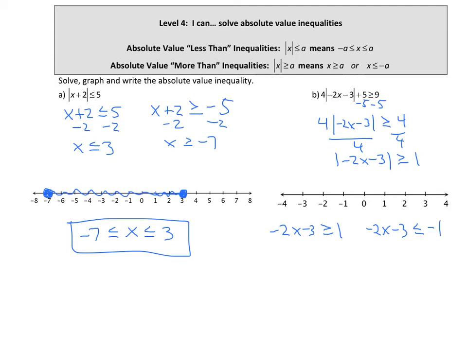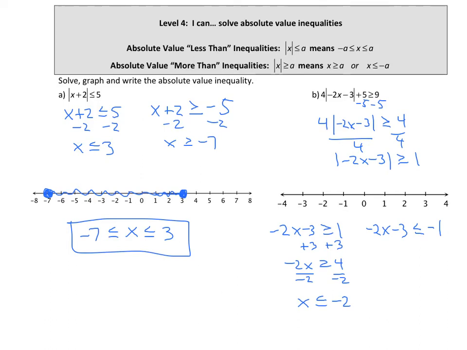And then I solve both inequalities. So I add 3 to both sides. We get negative 2x is greater than or equal to 4. Then I divide both sides by negative 2. But remember, when you're solving an inequality, if you multiply or divide both sides by a negative, the sign has to flip. So we have to flip the sign in this case because we're dividing by a negative, and we get x is less than or equal to negative 2.